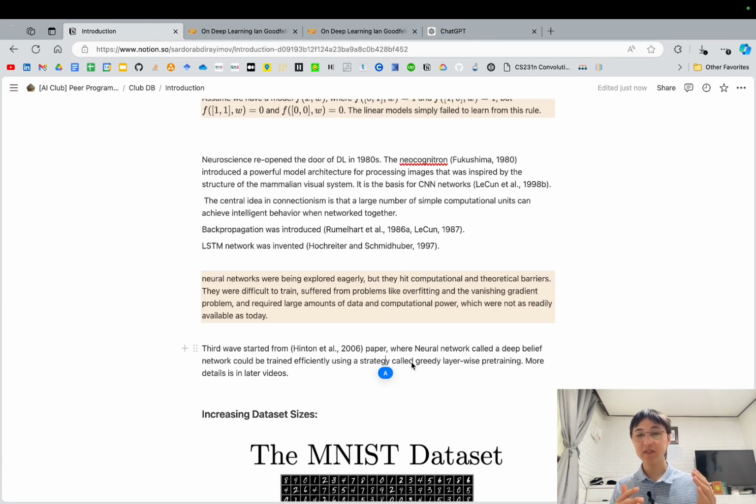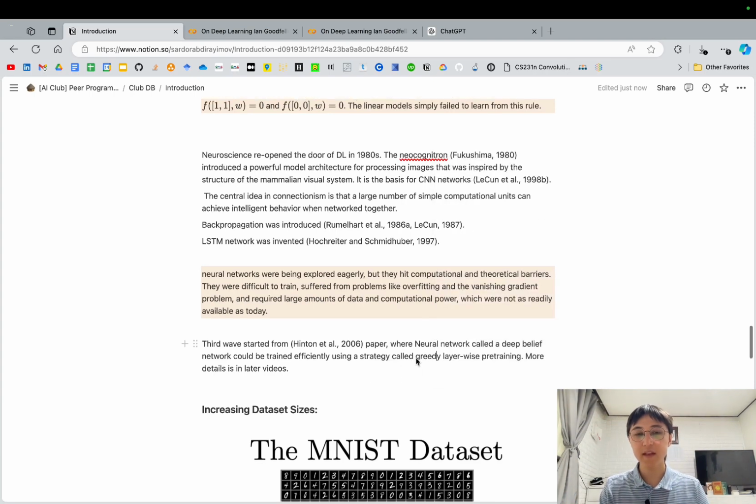And from 2006, a lot of research has been going on. From 2006 to 2024, there is no break, there is no winter. It's going somewhere.